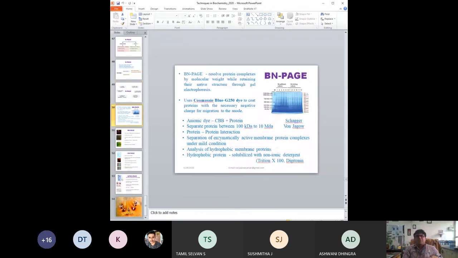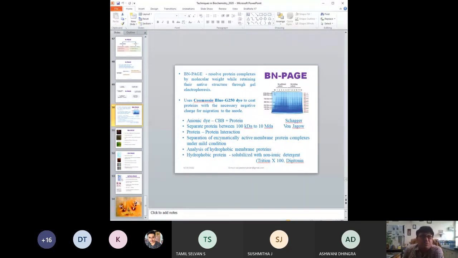So coming on to the next method, that is blue native PAGE, as I told. This blue native PAGE, as the name suggests, blue native. This blue has basically been coined because of the use of Coomassie blue dye. Coomassie blue G250 dye we are using here. So we are going to label the protein using the Coomassie blue G250 dye.